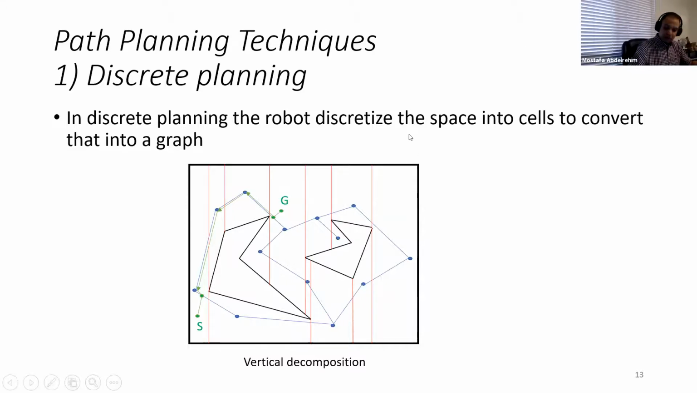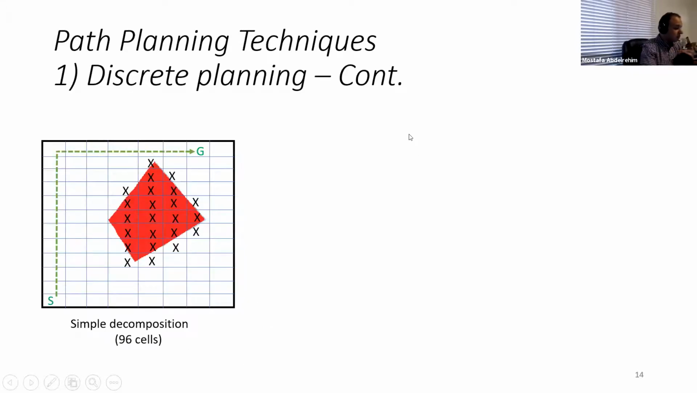Okay. Another idea for discrete planning, we're still in the first type of path planning, which is discrete planning. Another idea to come up with a map for the environment is using what's called simple decomposition, this guy in here. So let's annotate again here, using another color, green, for example. Simple decomposition. This is very simple, as the name suggests.